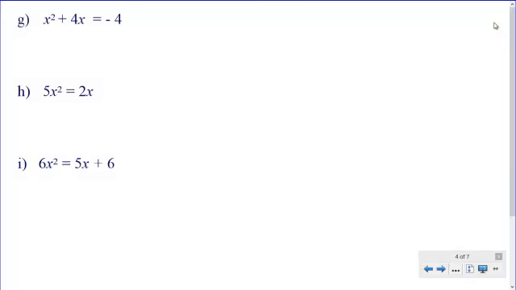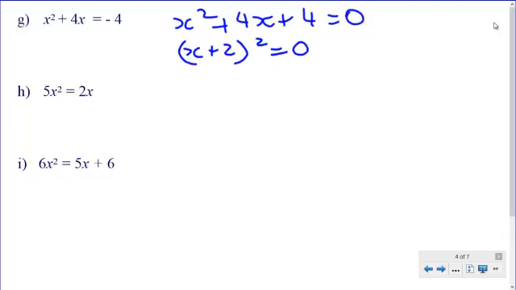Alright, the last three equations. What's different about these? You'll notice the quadratic equations have terms on both sides of the equal sign. And the first step when you see one like this is to gather all terms on one side. So x squared plus 4x is equal to negative 4 first needs to be made to look like this. We added 4 to both sides, so the right hand side becomes 0. Now we proceed in the normal way. (x plus 2) all squared is what it factorises to, and this means there's only one solution here. x is equal to negative 2.